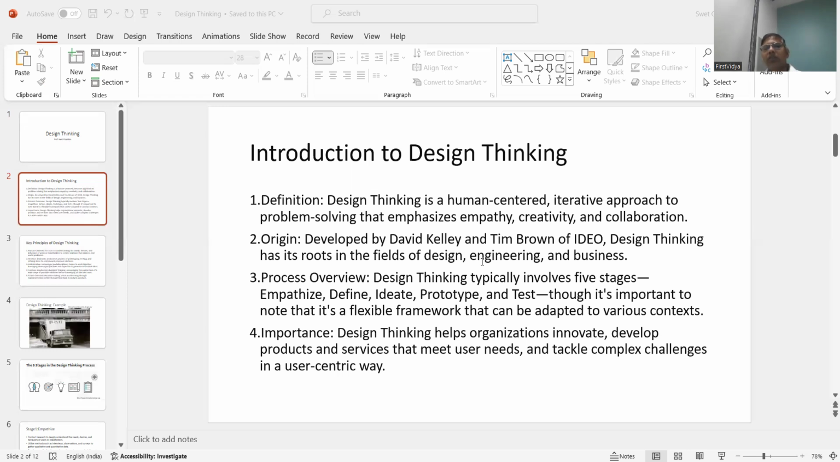After that, process overview: design thinking has five stages. We will see what the five stages are and why design thinking is important, how it helps. I told you that it is being used in every business, in education, in solving different types of problems. So it is very much important nowadays.